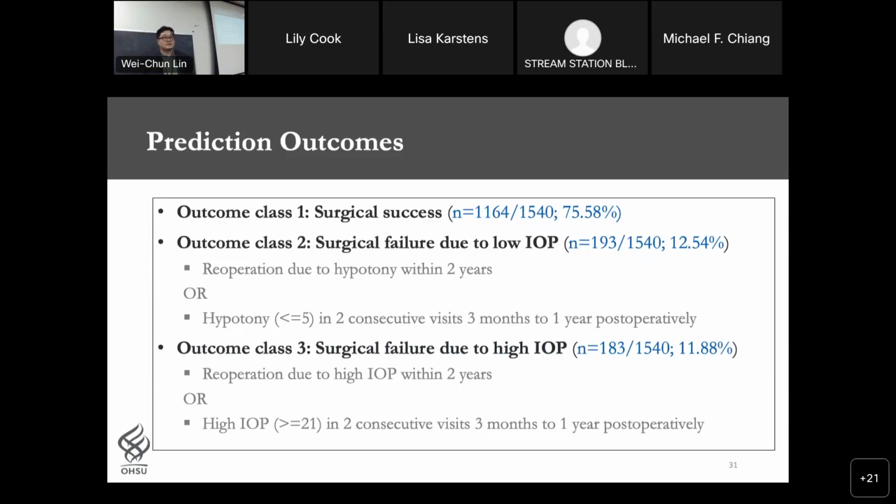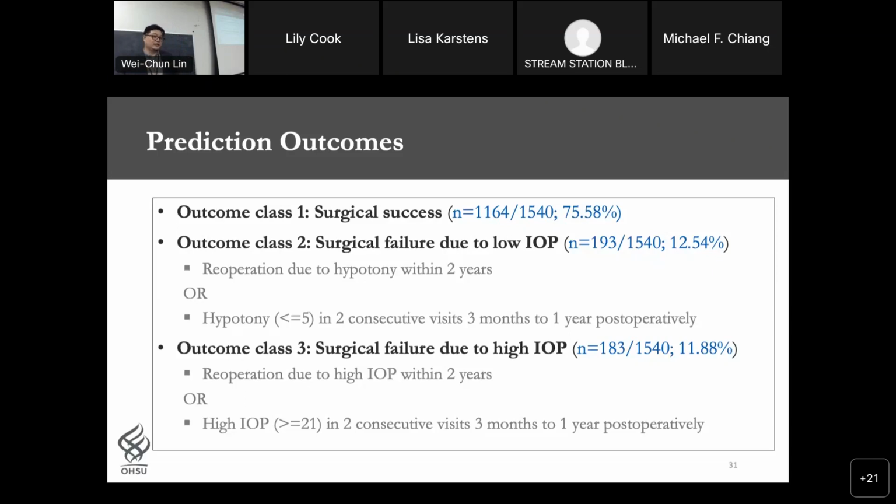But if, after the surgery, there is continuous hypotony, or low IOP, it can be a clinical emergency and might require procedural intervention like needling or consideration of reoperation. So we try to predict those two different groups. Distinguishing the type of surgical failure is pretty important, rather than just predicting surgical success or failure.